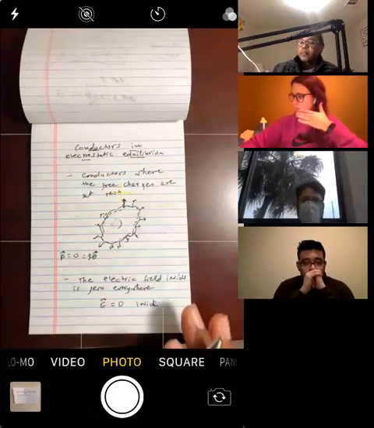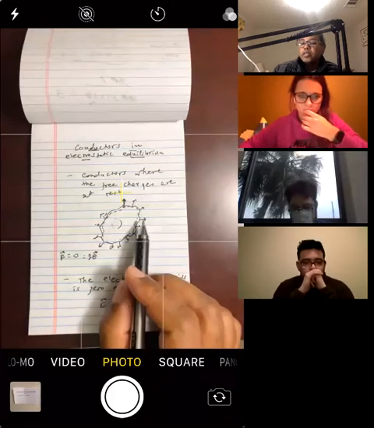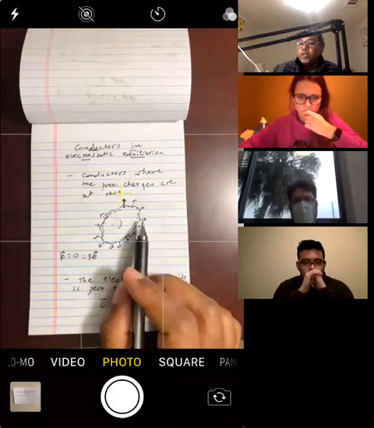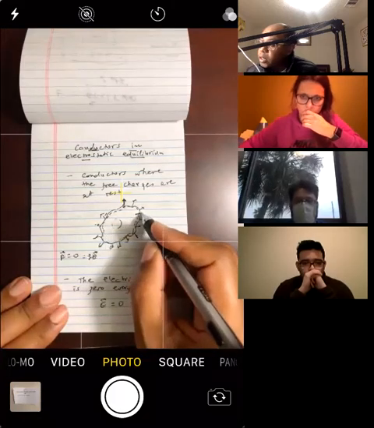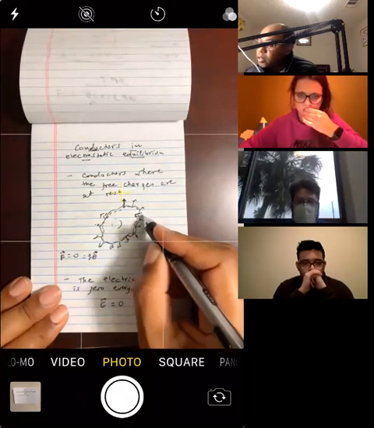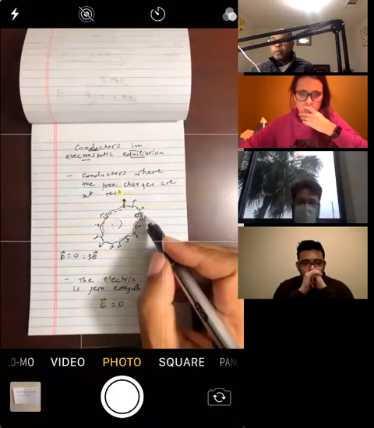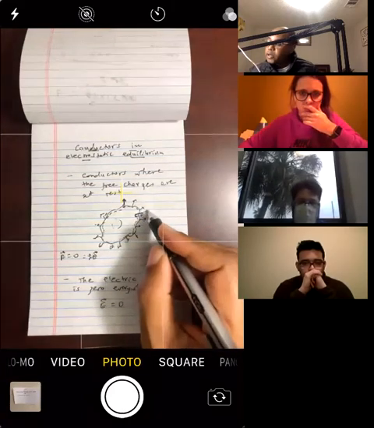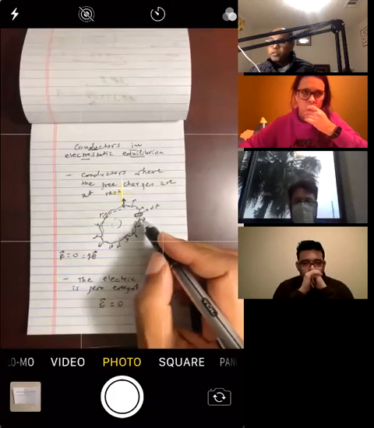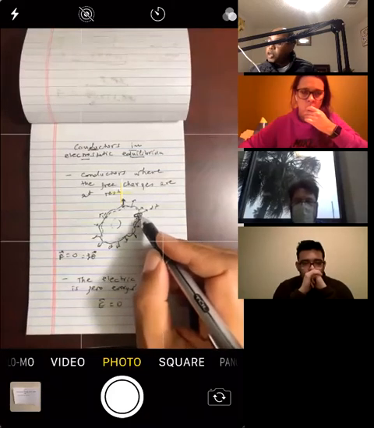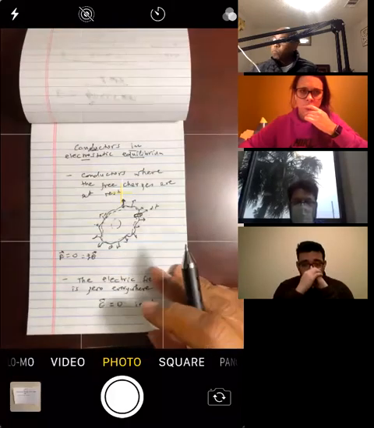Now we can obtain an expression for this electric field just outside using Gauss's law. Let's take this cylindrical surface over here. Let the charge density be sigma. Let's say this area over here is dA. So if the charge density on the surface is sigma, the charge enclosed would be sigma times dA.